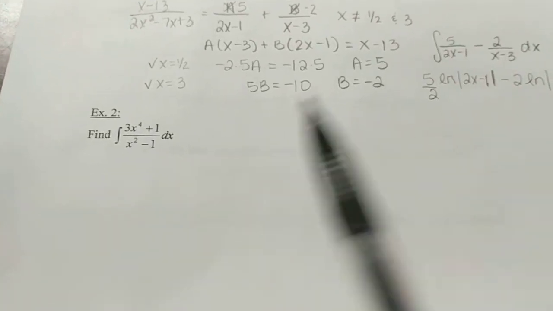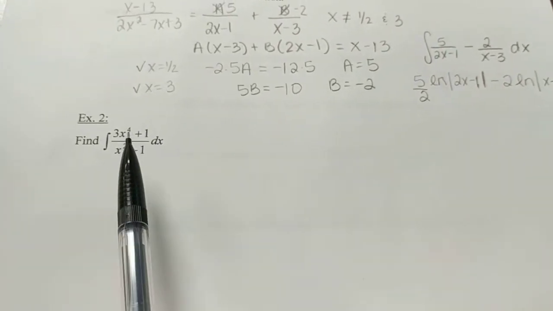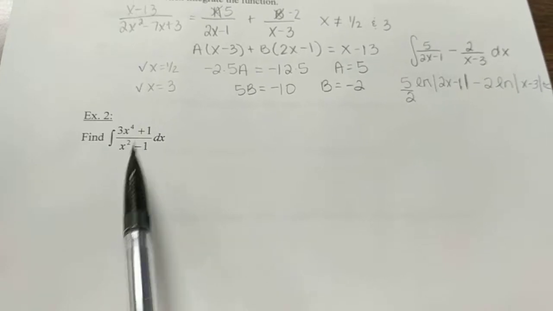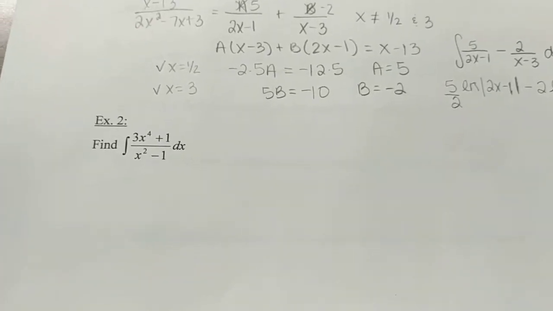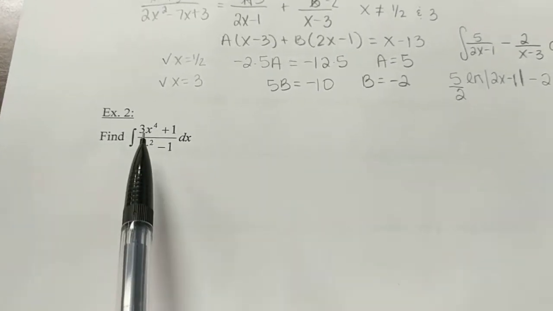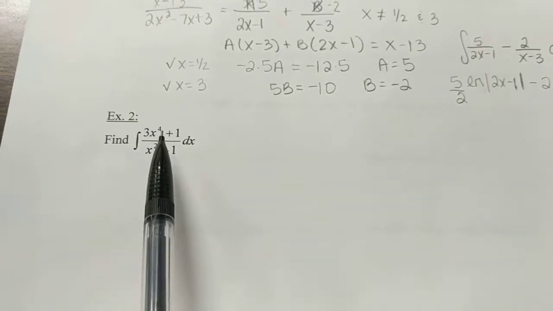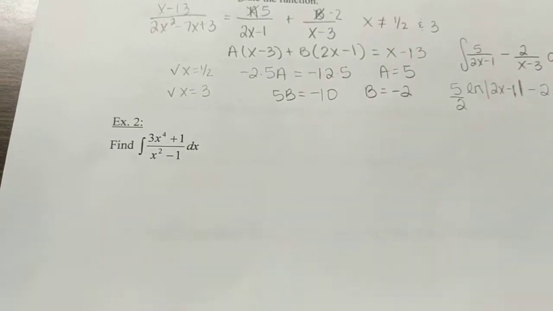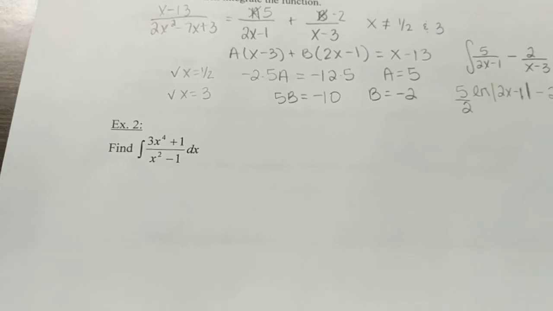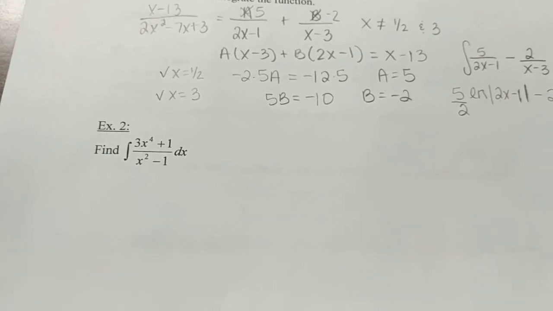All right, for example 2, things look a little different. My p of x is actually a bigger degree than my q of x, and we know that was a no-no. However, I still can't do a u substitution because this degree is too big to get this one. There's no way I can do L'Hôpital, so I have to do partial fractions here.